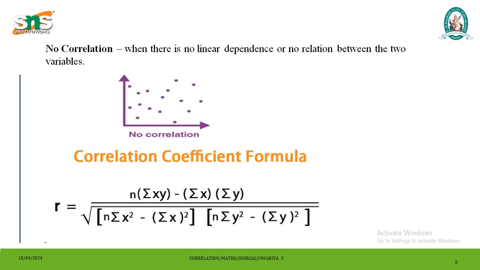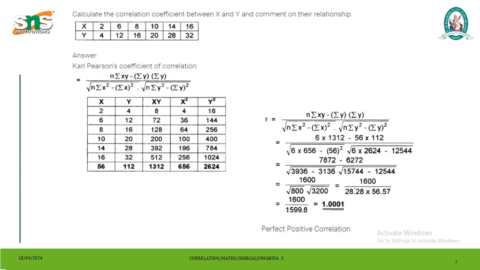The next is the formula for the correlation coefficient, that is r equals n times summation xy minus summation x times summation y, divided by the square root of n times summation x squared minus summation x the whole squared, times n times summation y squared minus summation y the whole squared.